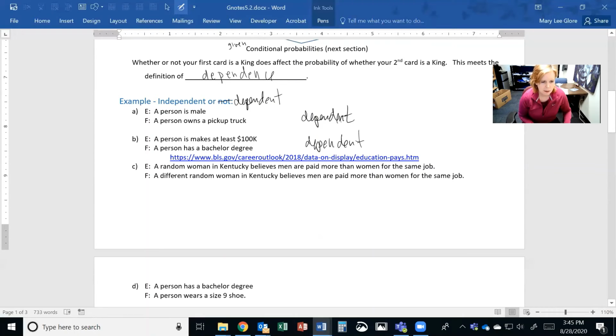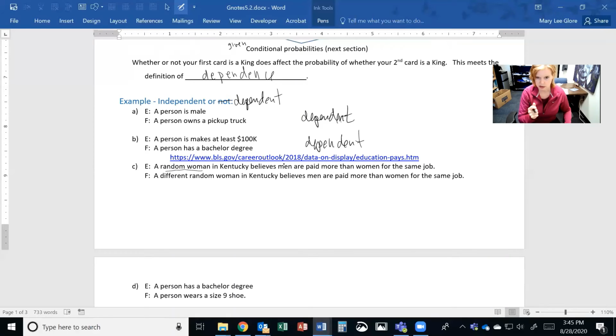All right. Now we've got part C. A random woman in Kentucky believes men are paid more than women for the same job. Let's ask a different random woman in Kentucky if she believes men are paid more than women for the same job. So let's say we know what this random woman thinks. The first woman is a yes. She believes that men are paid more for the same job.